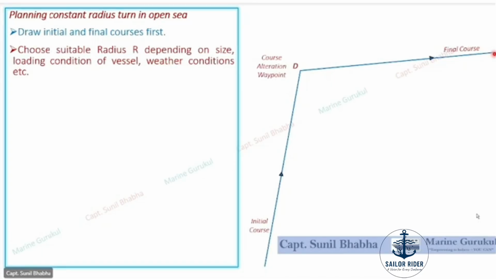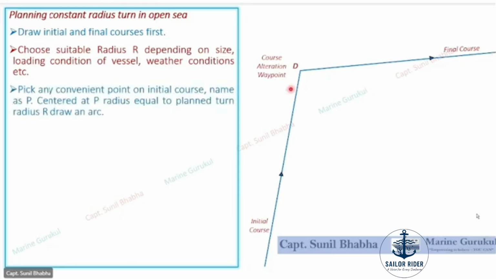So a convenient radius with which we have an achievable rate of turn is selected by the navigator depending upon the size of the ship, the loading condition of the vessel, the weather conditions. And once the radius is finalized, we can now move on to plot the curved path. First of all, we pick any convenient point on the initial course, any convenient point of our choice. Let us assume that we have picked this particular point here and named it as P, Papa.